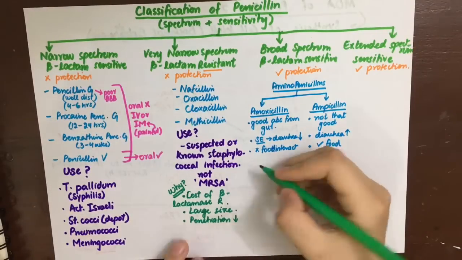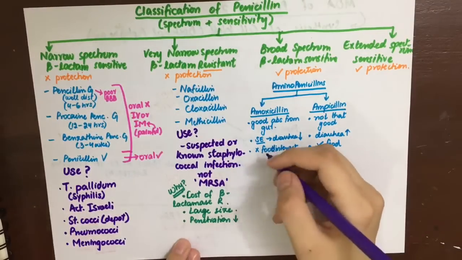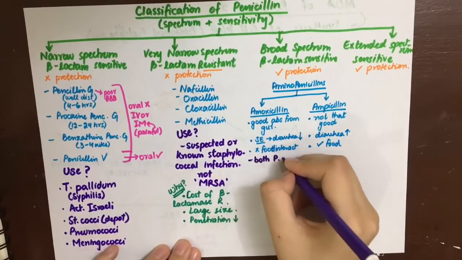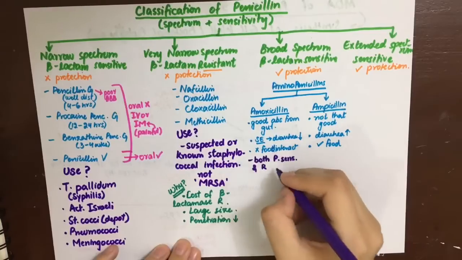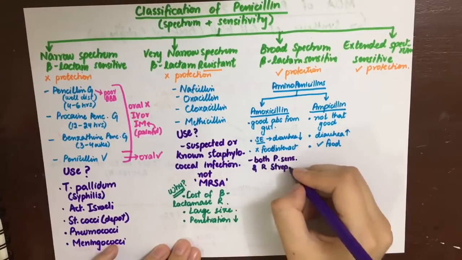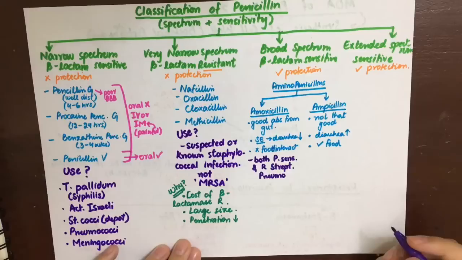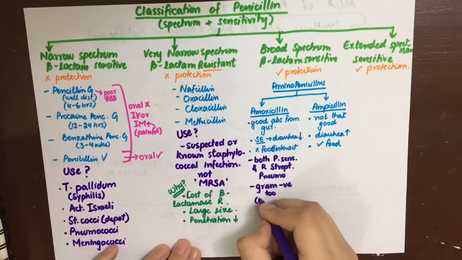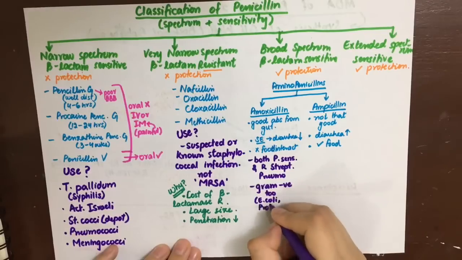Amoxicillin, being a broad-spectrum beta-lactam antibiotic, finds its uses in both penicillin-sensitive and penicillin-resistant cases of Streptococcus pneumoniae, and also it is effective in many gram-negative bacterial infections such as that of E. coli, Proteus, Salmonella, H. pylori, and H. influenzae as well.